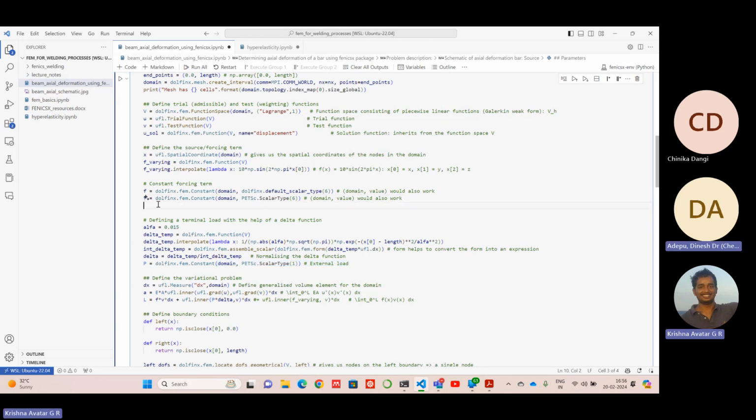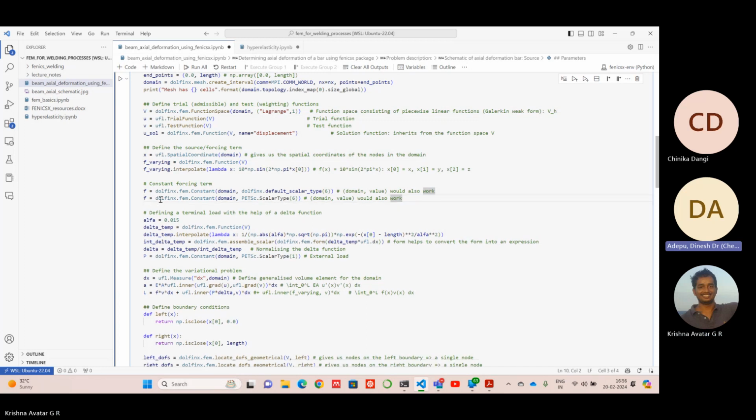I think ultimately you're solving the linear system now, and PETSc is there to solve that. So PETSc needs what type of system? Yeah, right, that's true. Very good. So once we have defined the constant forcing function, that's done.